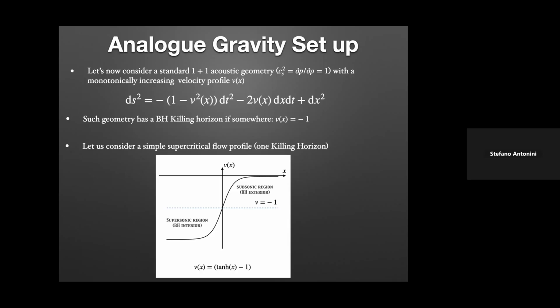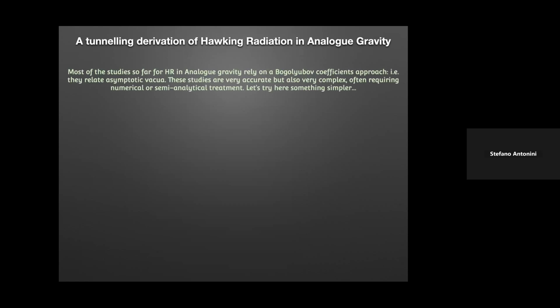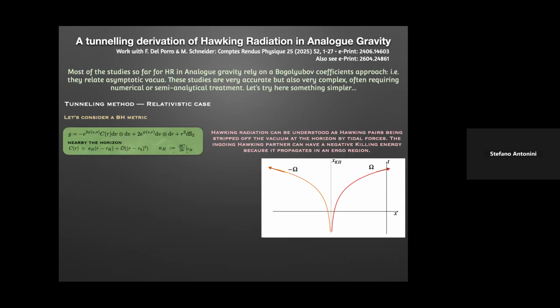So normally in acoustic works, in analog gravity works, we choose V to be negative. V equal to -1 is the sonic horizon, and more negative than that, basically you get the supersonic region. Now, one thing that you can do is the first exploration, which can be done with the tunneling approach.